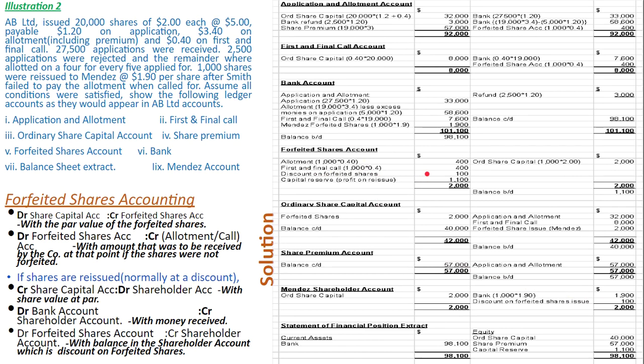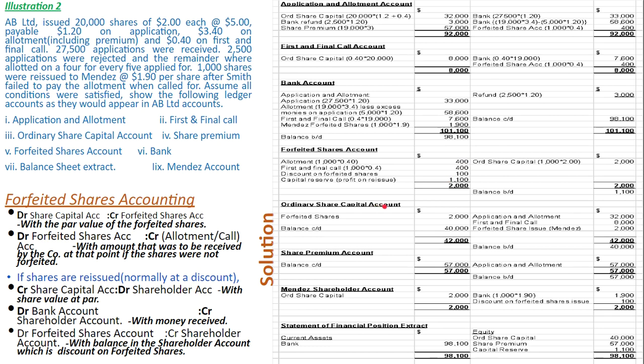Now we need to check if our accounts are in balance. First, application and allotment account balanced off with 92,000. First and final call account balanced off $8,000. Bank account, we have a balance of 98,100, which is the balance carried down. Forfeited shares account, we have $2,000 on the credit side, and we have 400 plus 400 plus 100, which is $900. The difference is 1,100. This is a capital reserve being profit on reissue.